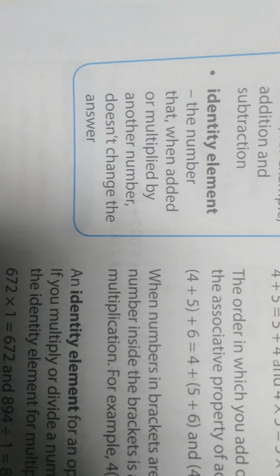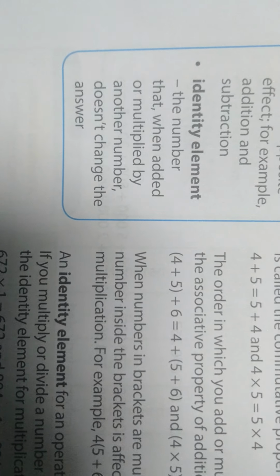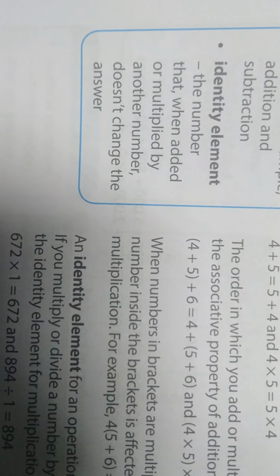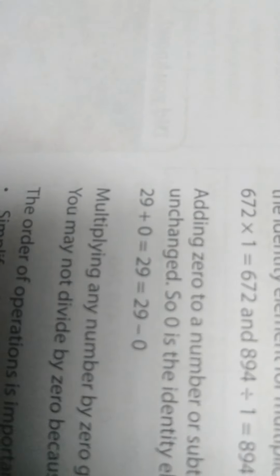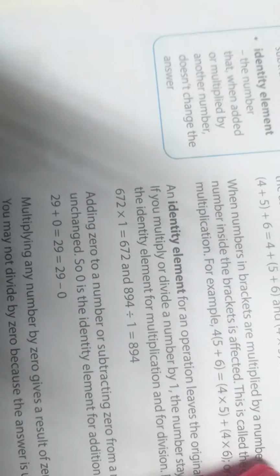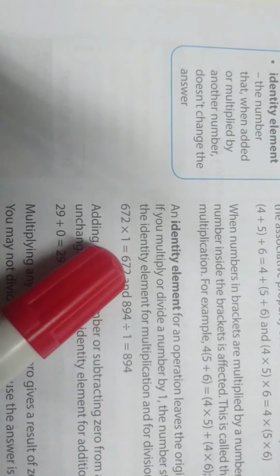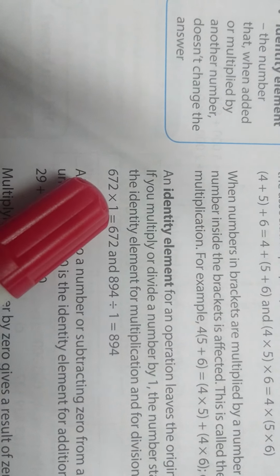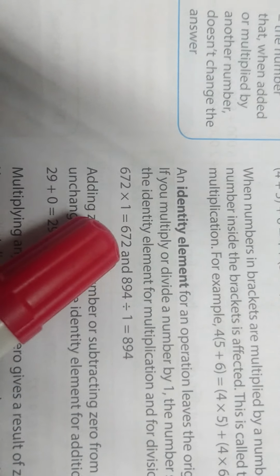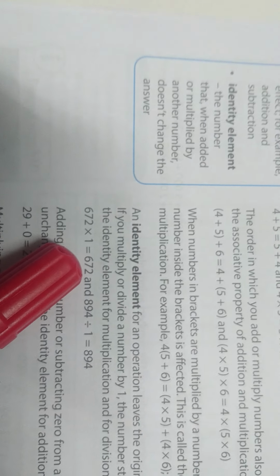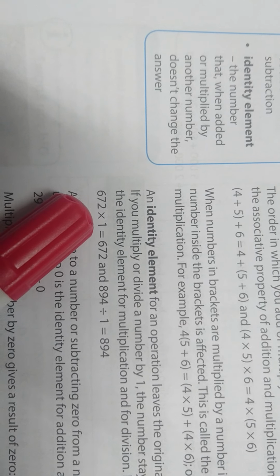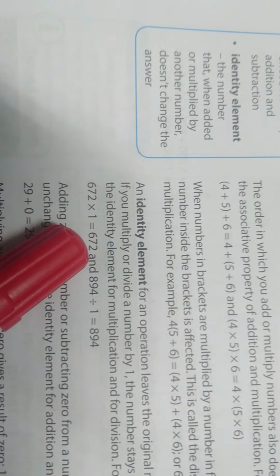Okay, then we have the identity element. The identity element is the number that when added or multiplied by another number, it doesn't change the answer. Now we can look at two cases where this exists, right? Where if you look at 672, if we times it by 1, we will get 672. This is an example of the identity element. Okay, the number when multiplied by another number does not change the answer.